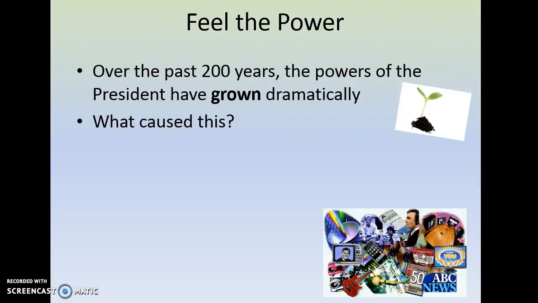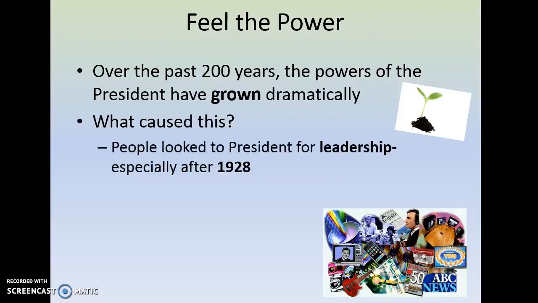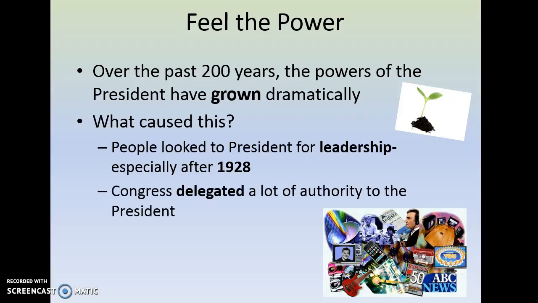Over the past 200 years, the president's power has grown dramatically. Most of this power surged in the 1920s because, one, you had the presidency taking a lot of power from Congress. Because of the Great Depression, he was able to get away with more things than he had been in the past and was given more responsibility in pushing programs through Congress and stuff like that.